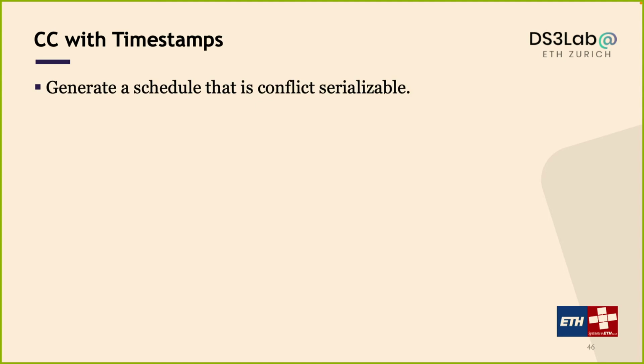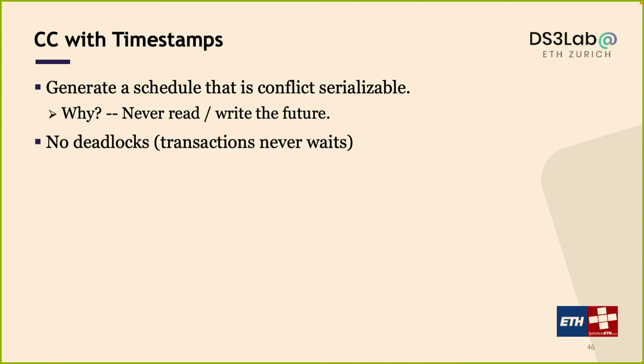So if you do this timestamp thing, going to a general schedule, that's guaranteed serializable, right? Why? Because you never read and write into the future. If you look at all the pairs of conflict operations, it's always from the earlier transaction to a later transaction. If you construct a dependency graph, you will never have a loop because the information never flows from the future back into the past. There are no deadlocks because there are no locks, right? So they never wait for each other, okay? So that's why it could be very, very fast.